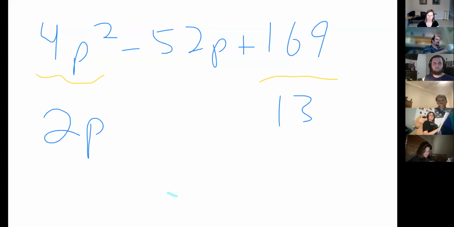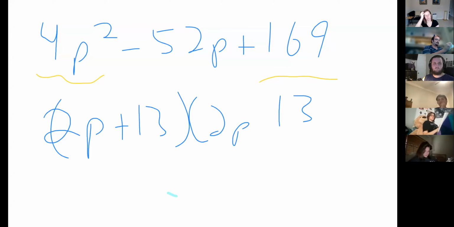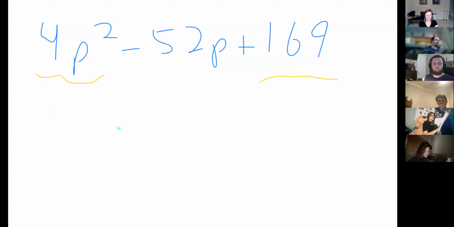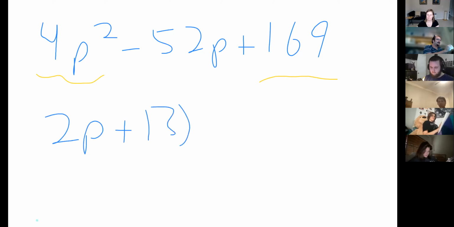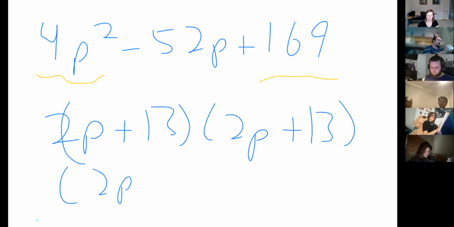So either it's a 2p plus 13 twice, or it could be a 2p. Whoops. I can't just delete some of it. I didn't even want to bring it back. What's happening? Okay. So either it's a 2p plus 13 happening twice, or it's a 2p minus 13, right? So which one is it? 2p minus 13.